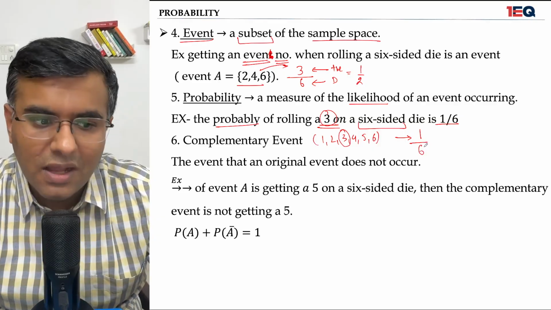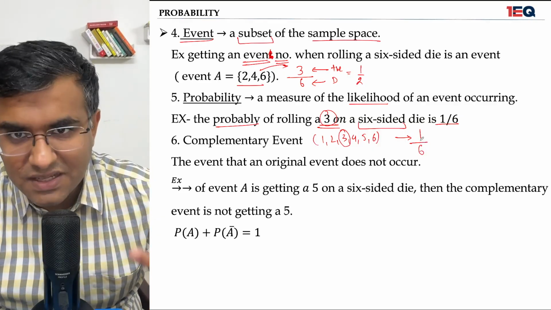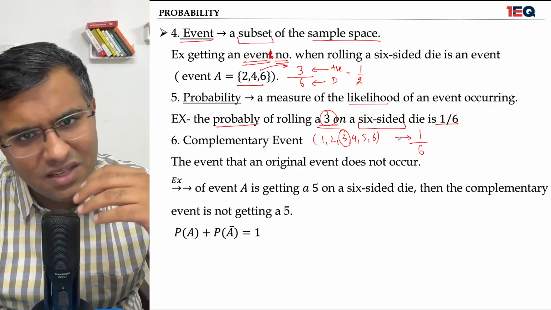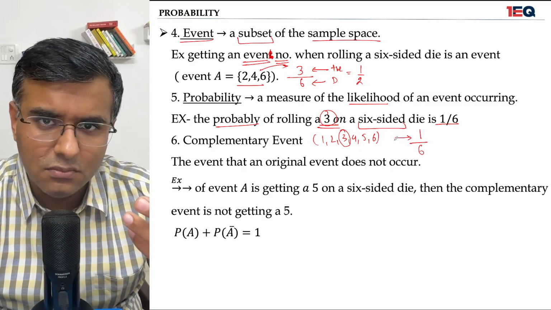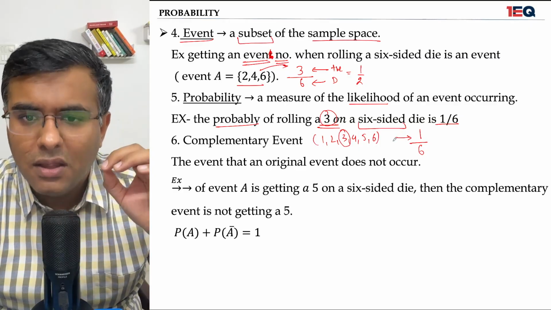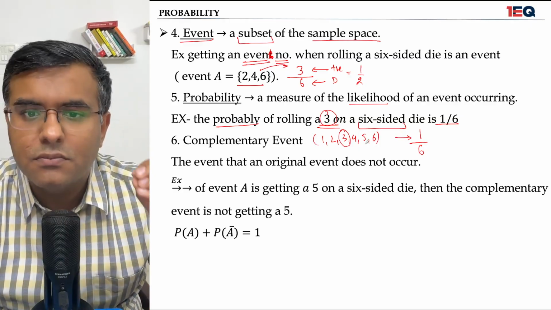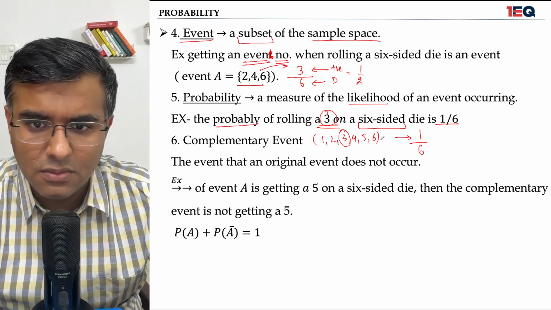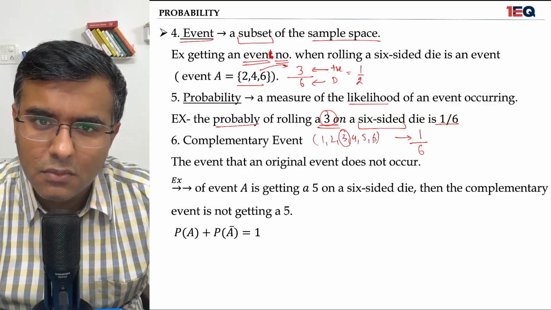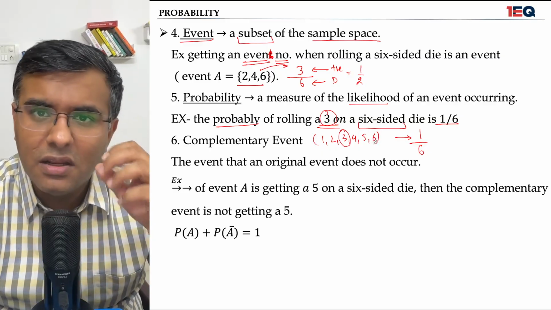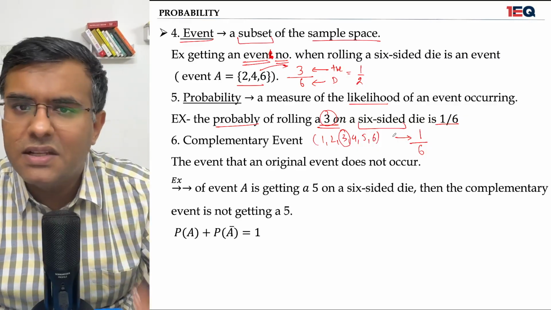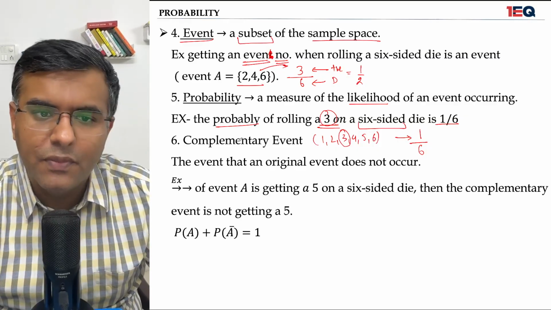You'll ask me, if I practically roll a die, then I can get 3 multiple times. If I roll it 6 times, I can get 3 twice. But in this case, we are assuming that all the numbers are equally probable to come at the top of the die. So that is very important for you to understand.